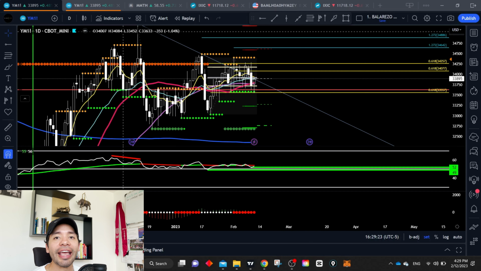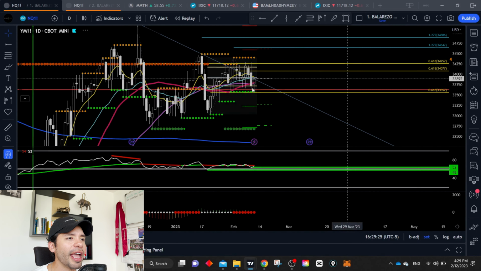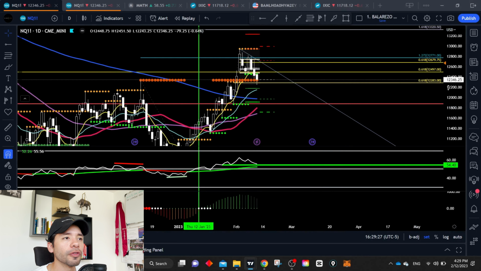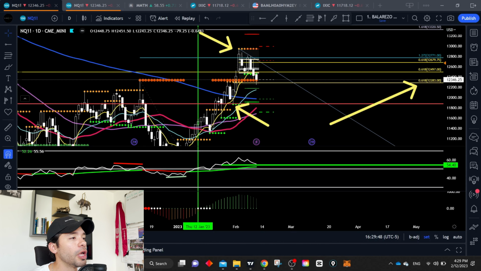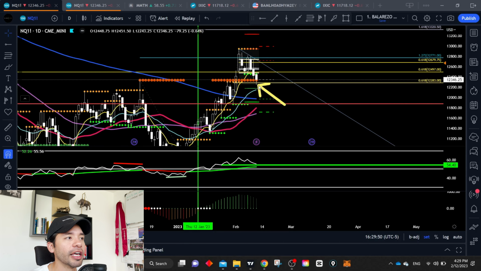Then if we take a look at the NQ, it's kind of similar to the RTY, so you don't have to take both. You can choose the one that you consider to be the best opportunity. This one is very similar. You can see that we are coming back right into this breakout level. We're also coming back into this 0.618 retracement, which is measured from this low right here to this high right here. So we have a strong level of support.